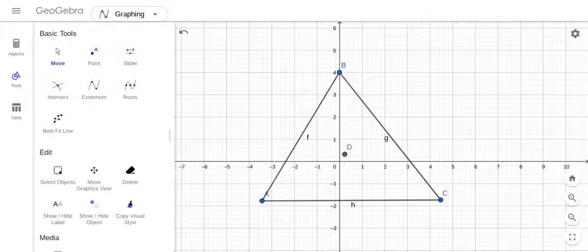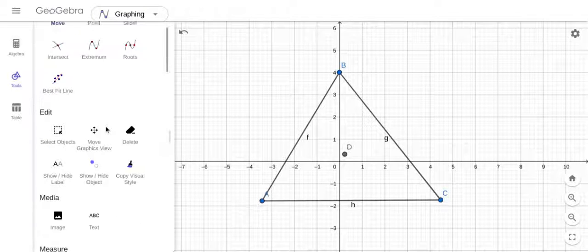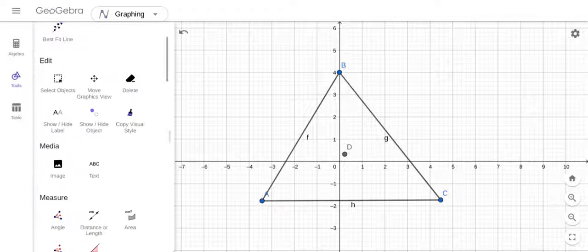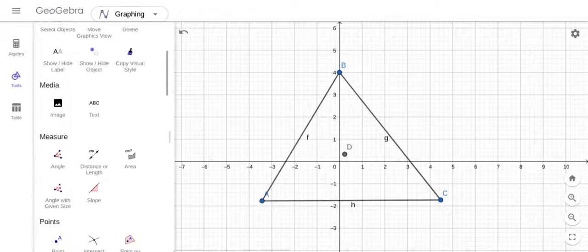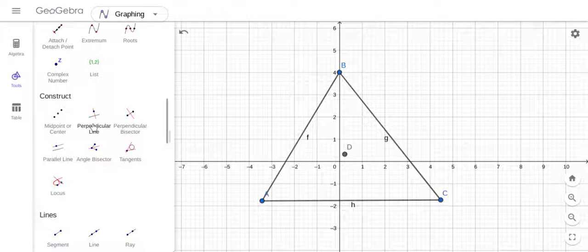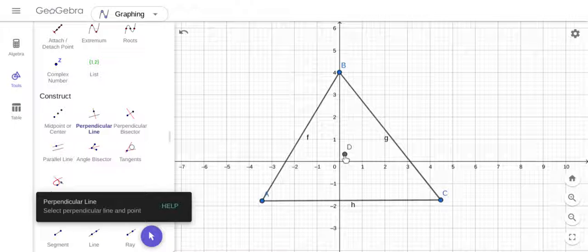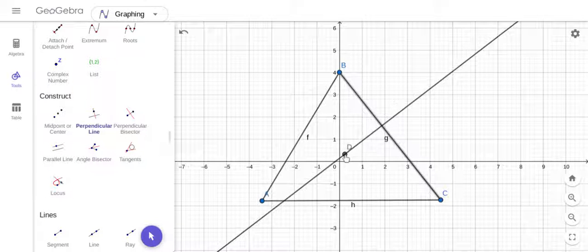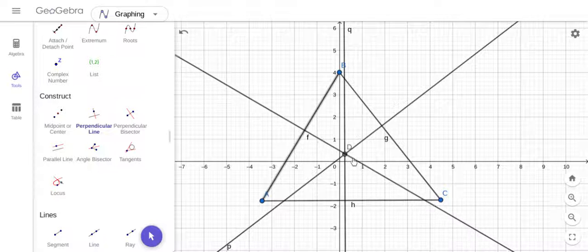What I want to do is draw a perpendicular segment which is going through this point. So let me find a perpendicular line. That's the perpendicular line. I want it to go through D and I want it to be perpendicular to side BC. There you go. I want to do the same thing with the AC line, perpendicular to side AC but going through D, and a line perpendicular to AB, which also goes through D.